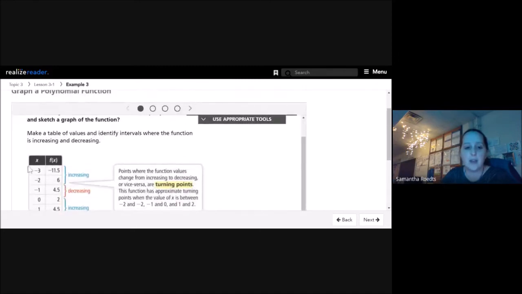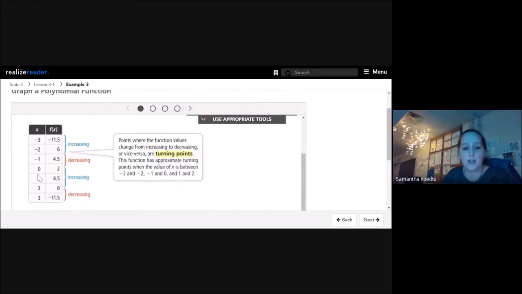So I made a table: negative 3, negative 2, negative 1, 0, 1, 2, 3. From negative 3, this gives me negative 11.5, this gives me 6, so those are increasing values. At negative 1, I get 4.5, that's a decreasing value. 0 to 2, that's decreasing, and then I go from 2 to 4.5 to 6, which are increasing, and then back down from 6 to negative 11.5, so that's decreasing. Points where the function values change from increasing to decreasing or vice versa are turning points.